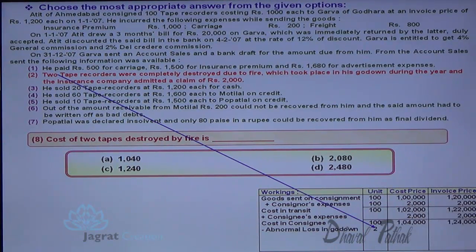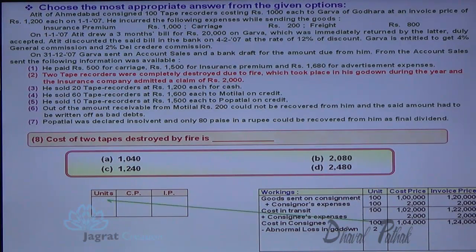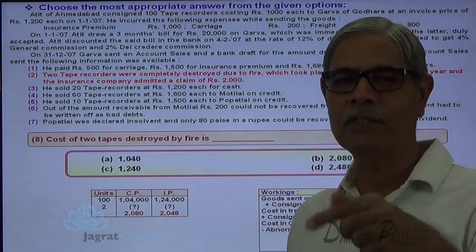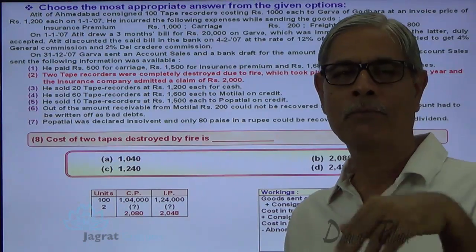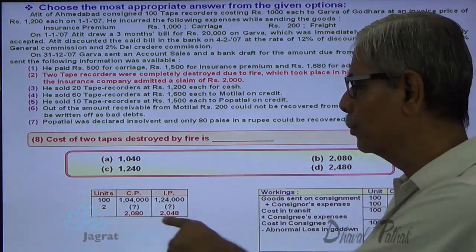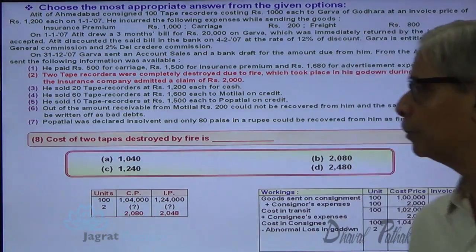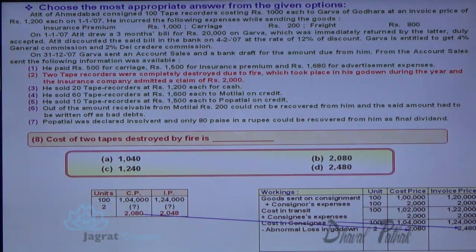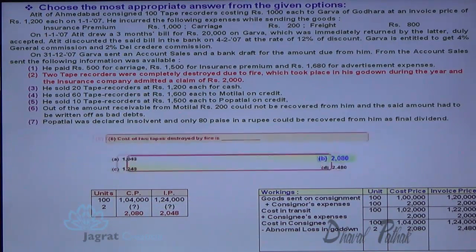So 2 units are destroyed. 100 units cost is 1,04,000 and invoice price is 1,24,000. What is the cost for 2 units? That is 2080. Or if you remember, 1040 was the cost per tape recorder, so for 2, 1040 multiplied by 2, that is 2080. So the cost of 2 units destroyed, option B, is the correct answer. The cost of 2 tape recorders destroyed by fire is 2080.